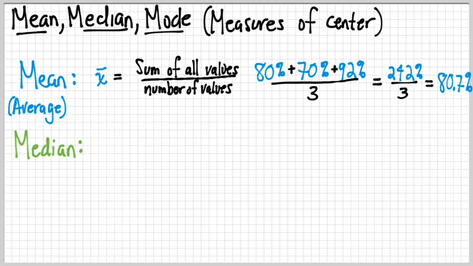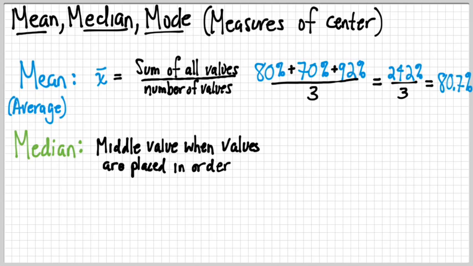Median. What is the median? The median is the middle value when the values are placed in order, when all the values are put in line together in order from smallest to biggest. What's the middle one? Well, if we put these in order, 70, 80, then 92, smallest to largest, the middle value is 80.